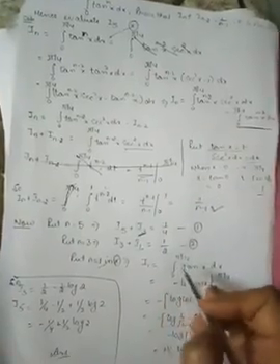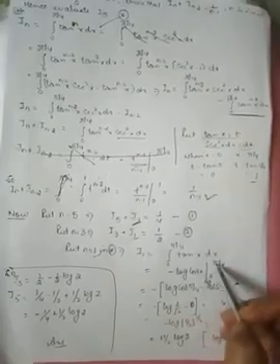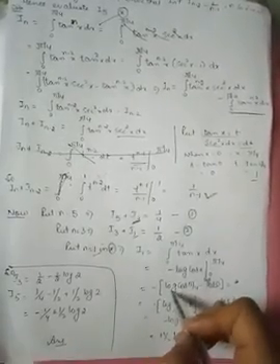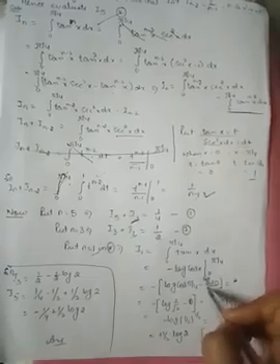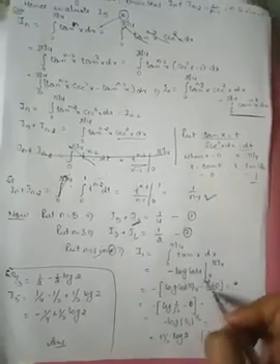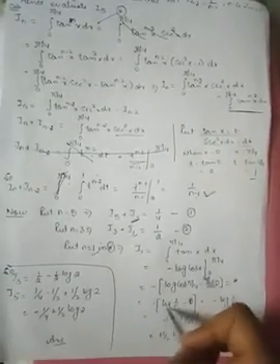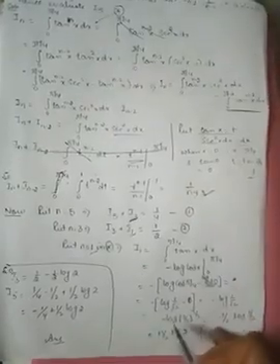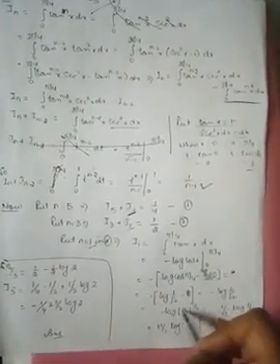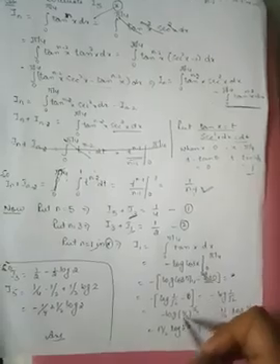Your I1 will be the integral from 0 to pi by 4 of tan x dx. Integral of tan x is minus log cos x, limit 0 to pi by 4. This will be log cos pi by 4 minus log cos 0. Cos 0 is 1, so log 1 is 0. We will get minus log 1 by under root 2. We will write 1 by under root 2 as 1 by 2 raised to the power half.